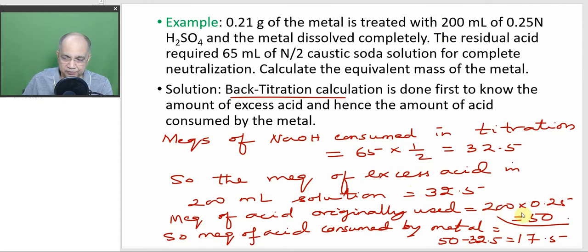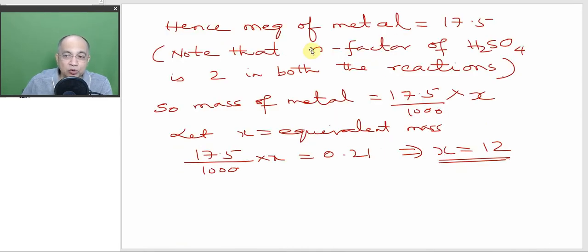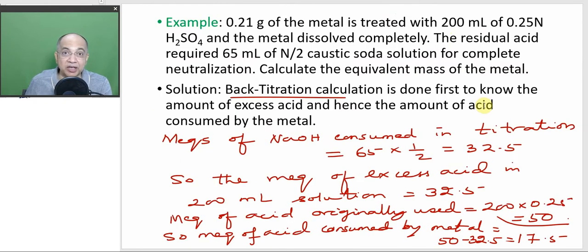200 into 0.25 is 50. So 50 was taken, and out of which 32.5 has remained in excess. That was determined by back titration experiment, and you subtract this from this, you get the MEQ of the sulfuric acid that has been consumed by the metal. Metal identity is not known. Its equivalent mass, supposing, is X. Now see. Hence, the milliequivalent of the metal is also 17.5, because all chemical reactions take place in equivalence.